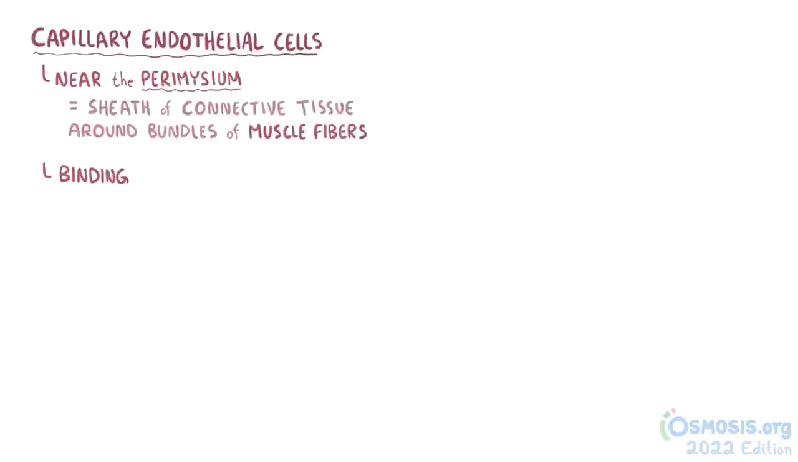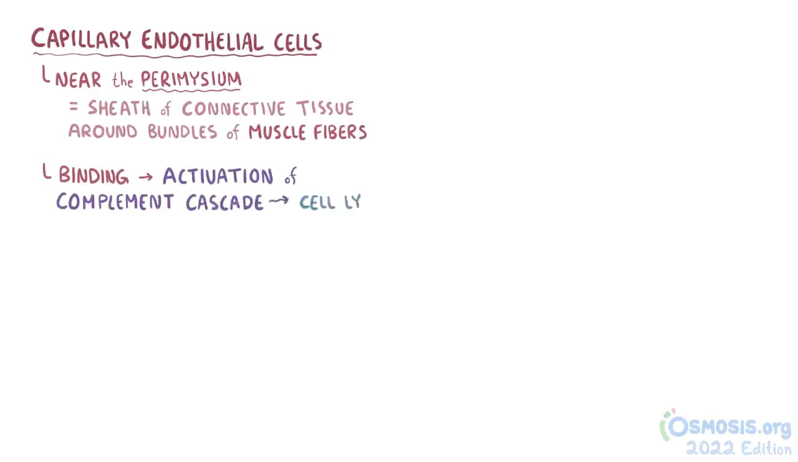Once bound to these, the antibodies activate the complement cascade, leading to formation of the membrane attack complex, which causes the endothelial cells to lyse. The complement proteins also attract more inflammatory cells to the area, like macrophages.